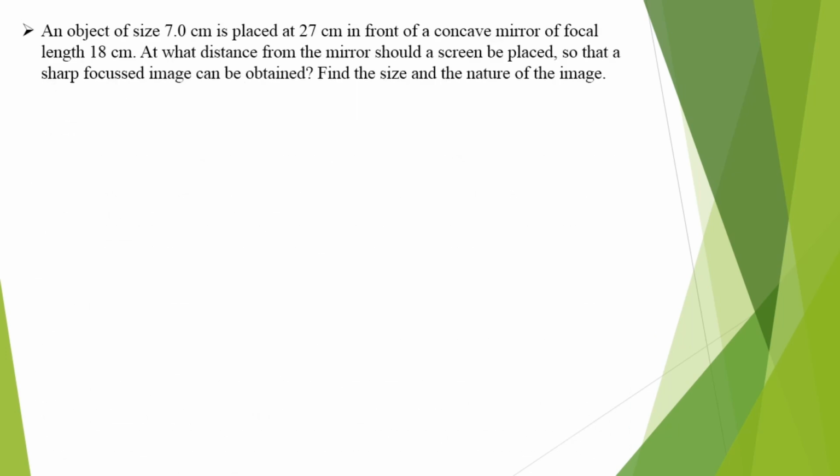So another problem: an object of size 7 centimeter is placed at 27 centimeter in front of a concave mirror of focal length 18 centimeter. At what distance from the mirror should the screen be placed so that a sharp focused image can be obtained? Find the size and the nature of the image. Given height of the object as 7 centimeter, object distance is minus 27 centimeter. So the focal length is minus 18 centimeter because it is a concave mirror.